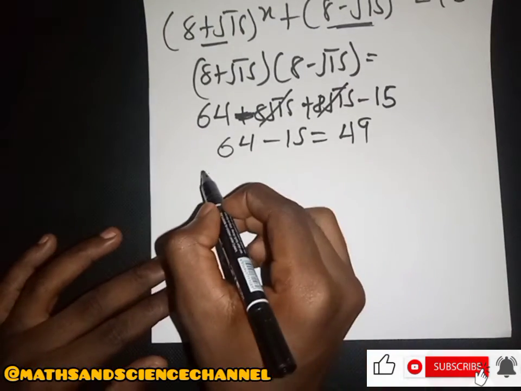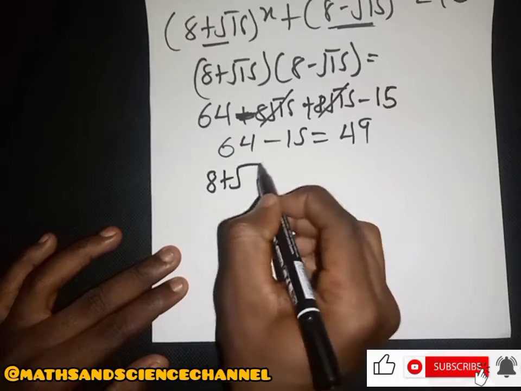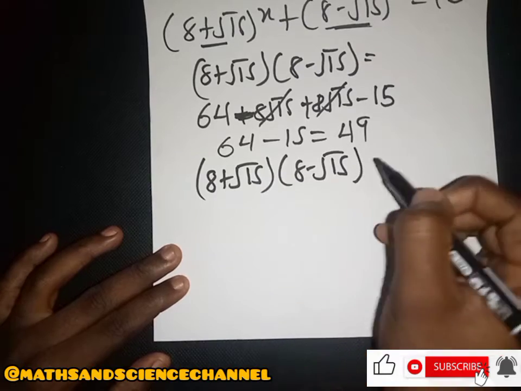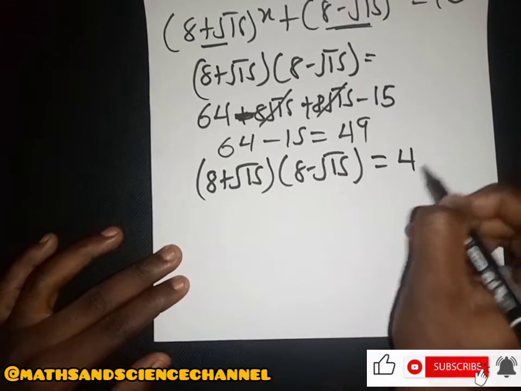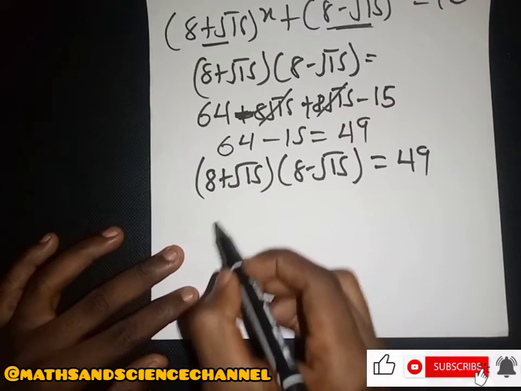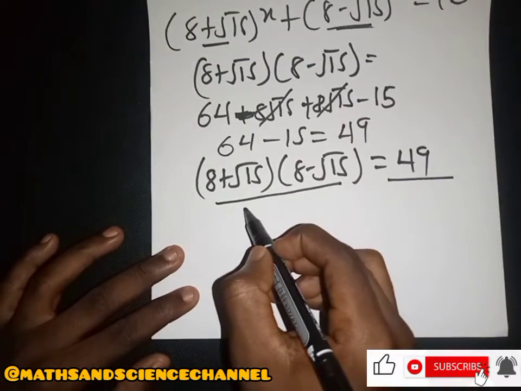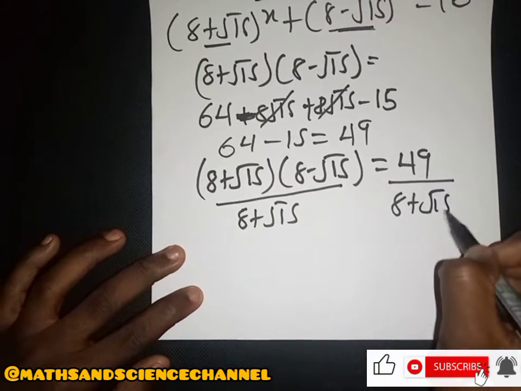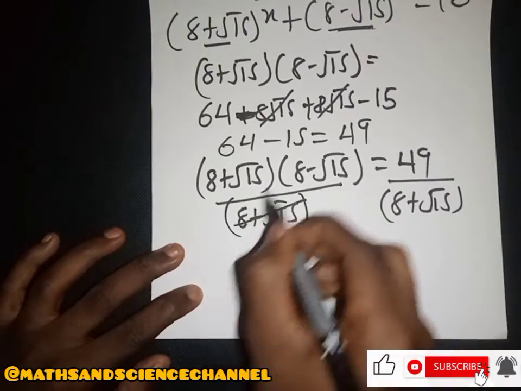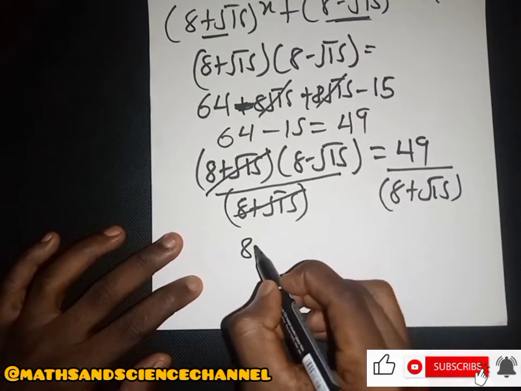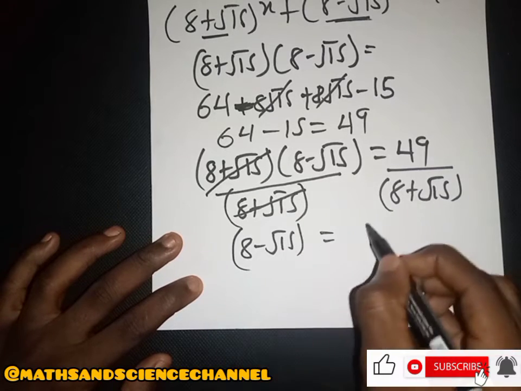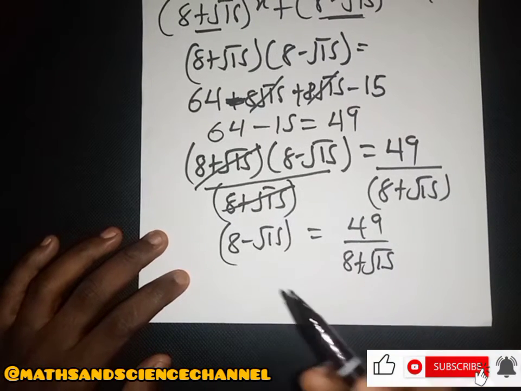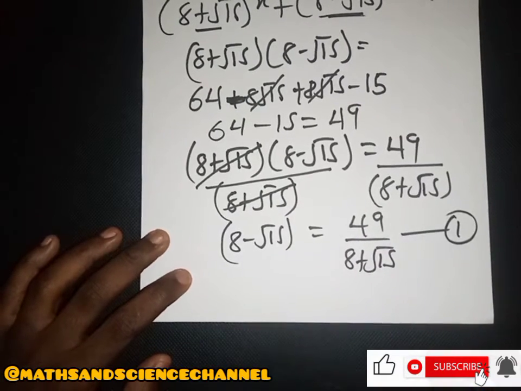So we have that same product, 8 plus root 15 and 8 minus root 15, and we said that the whole of this is equal to 49. Now what if we divide both sides by 8 plus root 15? Then this will cancel that, and therefore 8 minus root 15 is just equal to 49 divided by 8 plus root 15. Let's call this one equation 1.